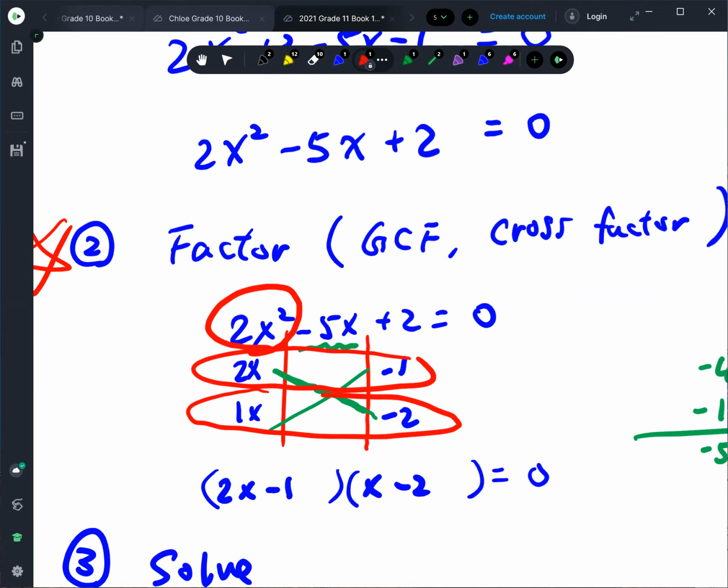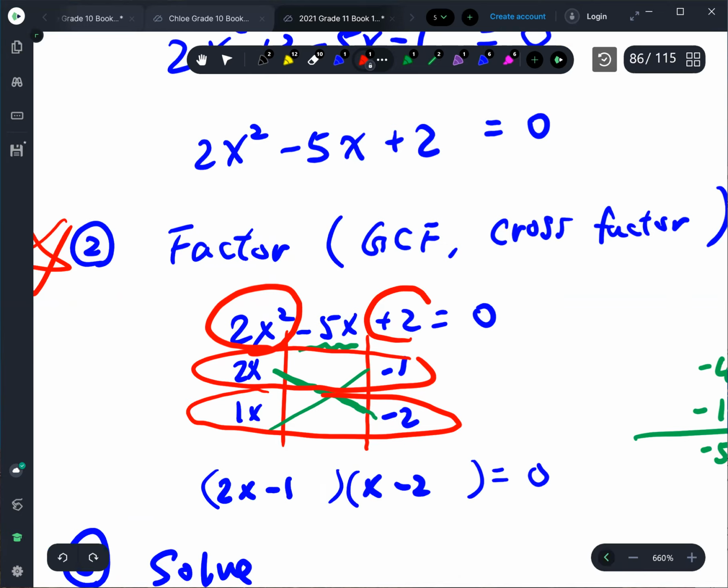Okay, understood. Then you move on to the third term. What's the third term? 2. Yeah, so what times what gives you 2? But why would you do negative when you could just do 1 and 2? Because with 1 and 2, if you cross multiply, it doesn't make up the middle one. The middle one is -5. Oh, okay. So we chose -1 times -2.